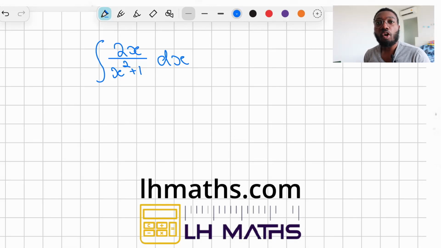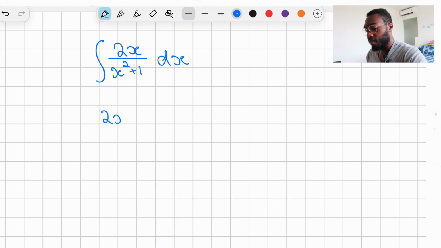So we have 2x over x squared plus 1, and we need to integrate that with respect to x. Now, with a question like this, we're going to have to use ln, okay? The reason for that is because if we were to bring that x squared plus 1 to the top, it would be a 2x (x squared plus 1) to the minus 1.